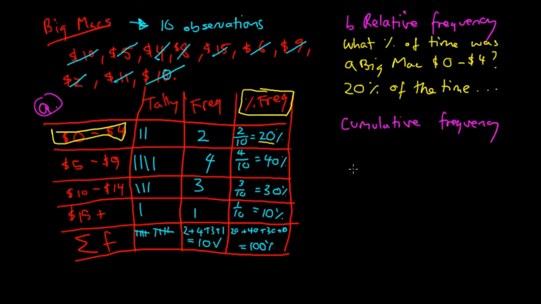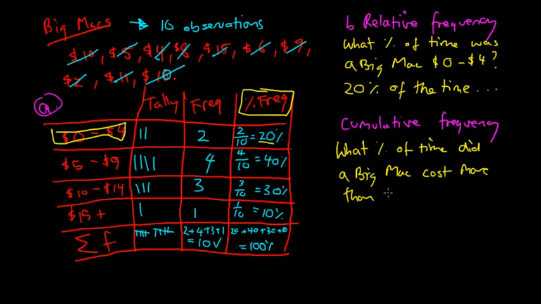So this is where a few of the tricks come in and we get into doing a few more calculations. So cumulative frequency no longer deals with these buckets individually, rather it's asking us to accumulate them. So an example question for cumulative frequency will be something like, what percentage of time did a Big Mac cost more than $5? And the way we'll answer this question is we'll go over our table. So we're concerned with data greater than $5.